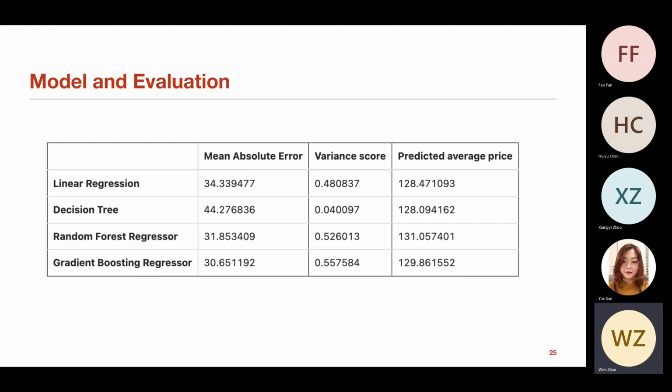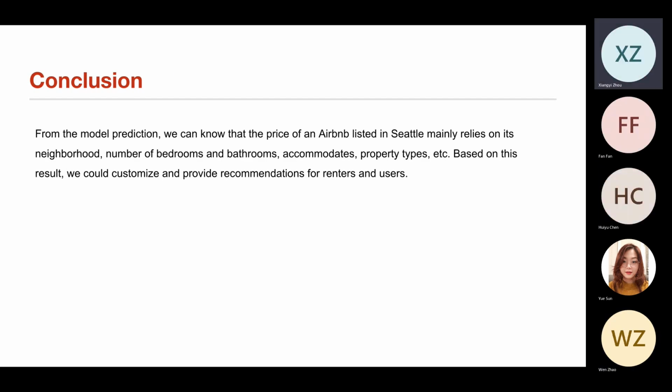For the features part, from the four models we have trained, basically the number of bedrooms, the property type, the number of people accommodated, the room type, and the bathroom number are the main important features for models to predict the listing price. It is not only important for renters to make a whole listing with necessary features, but also very reasonable for customers to consider and compare different listing prices. From the model prediction, we can know that the price of an Airbnb listing in Seattle mainly relies on its neighborhood, number of bedrooms and bathrooms, accommodates, property type, etc.